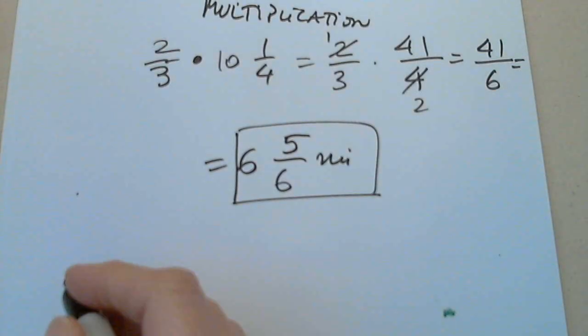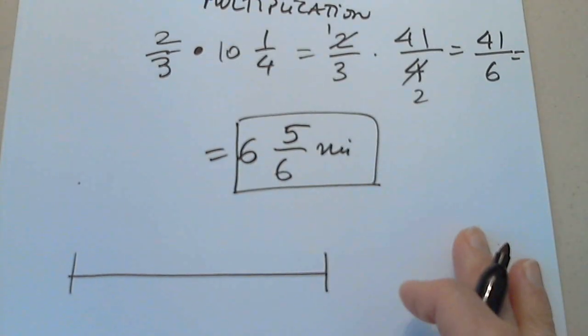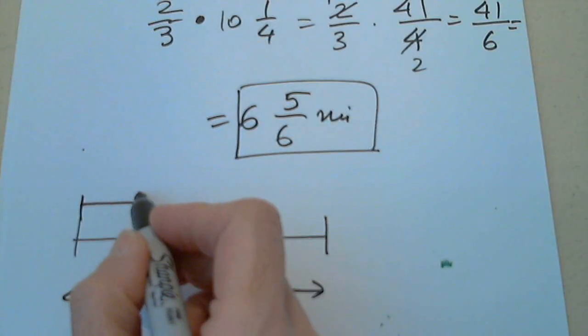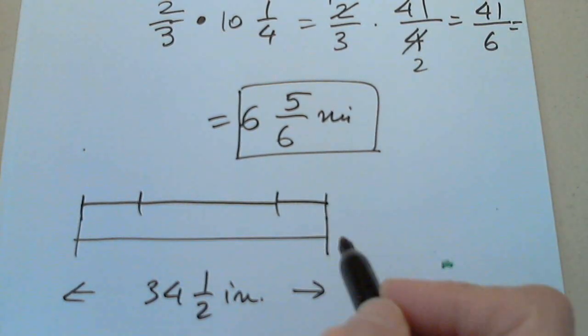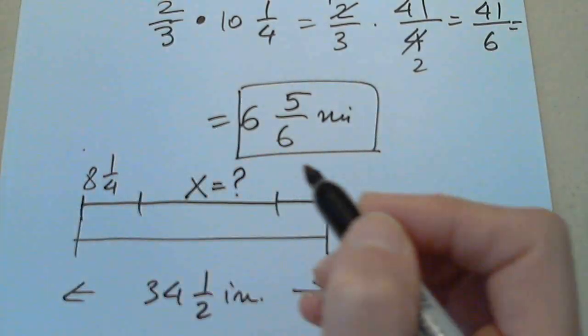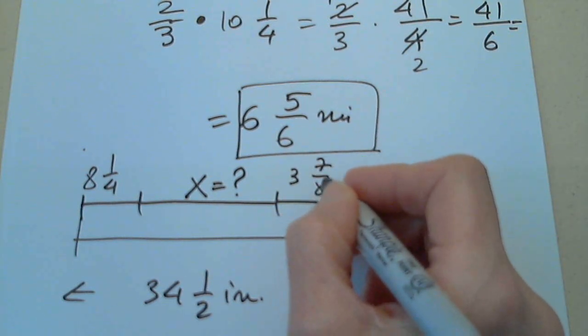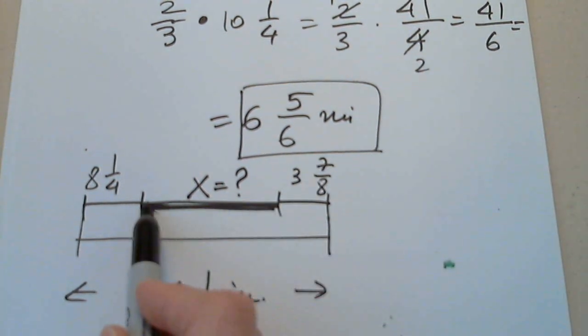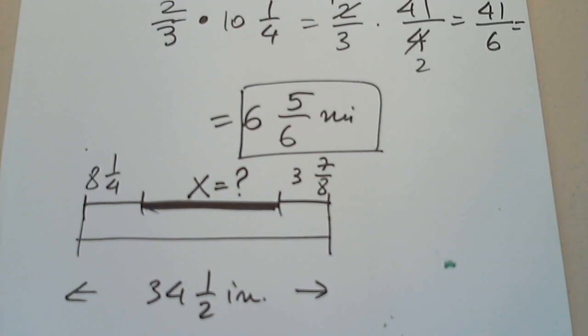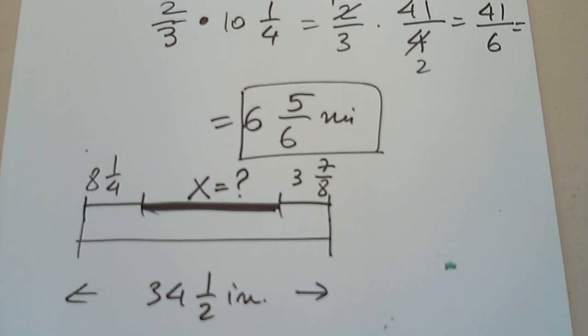Okay, here's another example. We have a distance of 34.5 inches. And we know two of these pieces. We do not know x. But we know the first piece is 8 1/4, and the last piece is 3 7/8. We are asked to find this distance. What will you write and how do we find it? How do we write this?